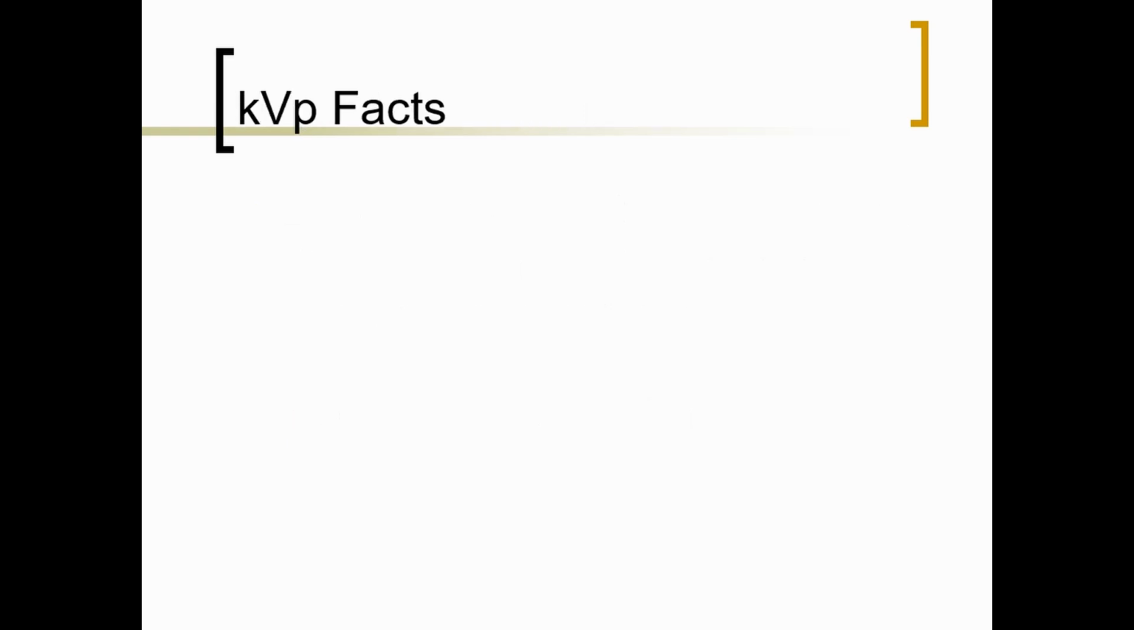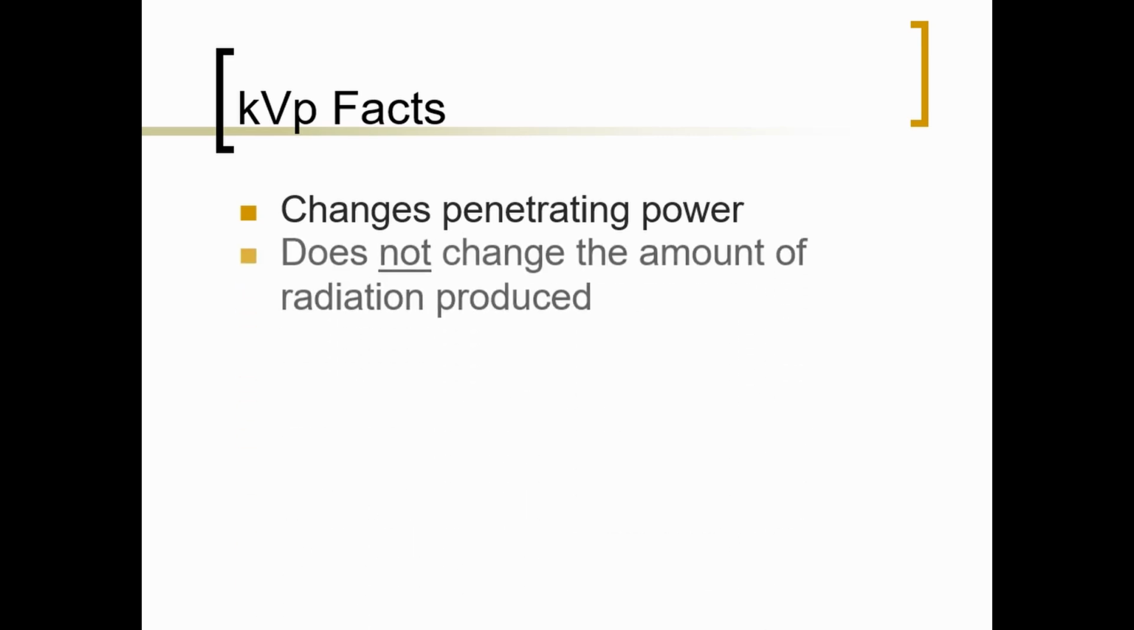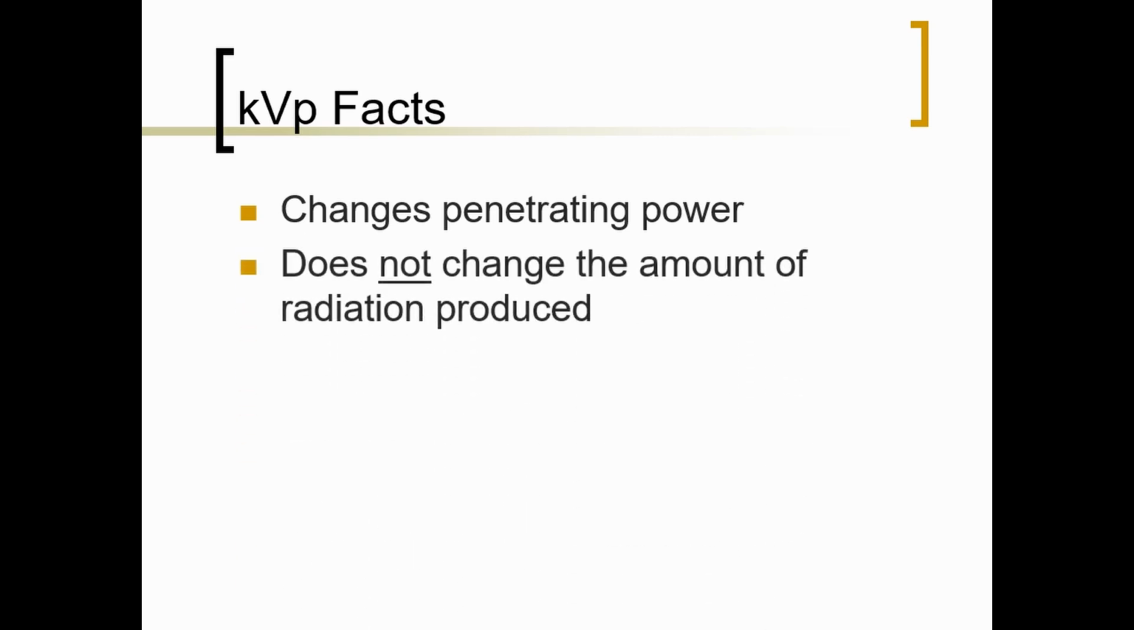Some facts regarding kVp are: altering the kVp level changes the penetrating power of the X-ray beam. I've seen quite a few presentations get this particular fact wrong or are unclear regarding radiation amount. The kVp does not change the amount of radiation produced by the X-ray tube. mAs, and mAs alone, controls the amount of radiation production for a given exposure. A change in kVp will alter the amount of radiation exiting the tube.